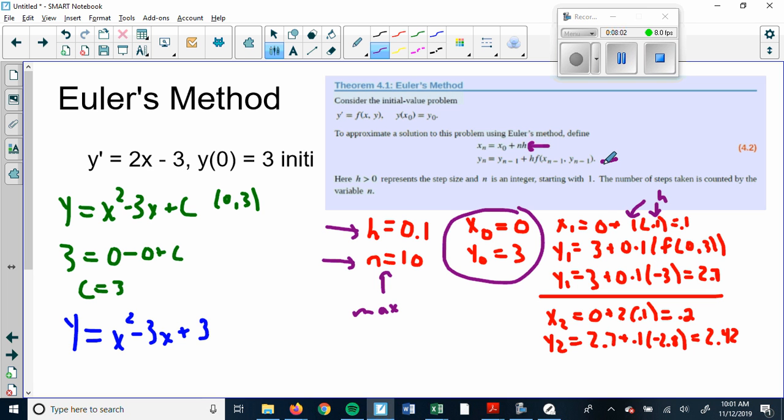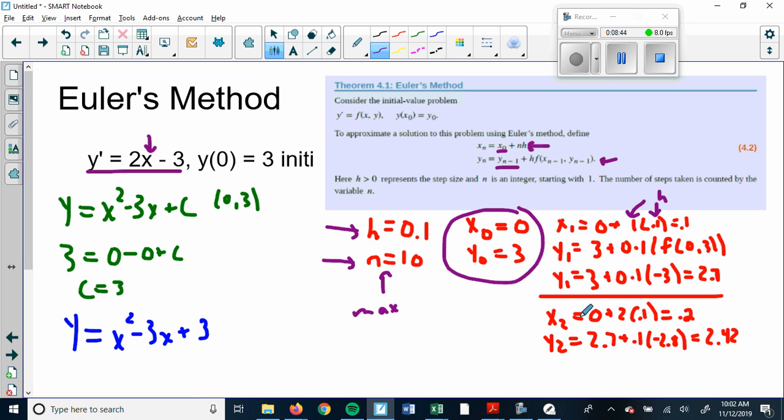And then y1 is our previous y value. That's super important. Notice the difference here. This always goes back to the initial x value. This goes back to the previous y value. So my previous y value was 3 plus h, 0.1, and then I plug in f of (0, 3). What happens when I plug in 0 here? I get negative 3. So 3 minus 0.3 is 2.7. Now let's keep going.